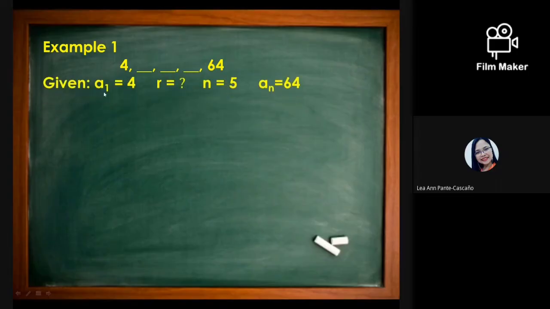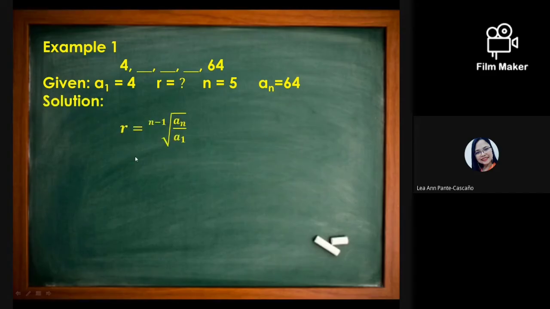First thing, identify first the given. The first term is 4. We don't have common ratio. So therefore, we need to find first the common ratio. Ano kaya ang ating common ratio? Number of terms, paano natin malalaman? Kung meron tayong tatlong geometric mean, at meron tayong first term and last term, therefore we have 5 terms. We have here 1, 2, 3, 4, 5. So n is 5. Last term is 64.